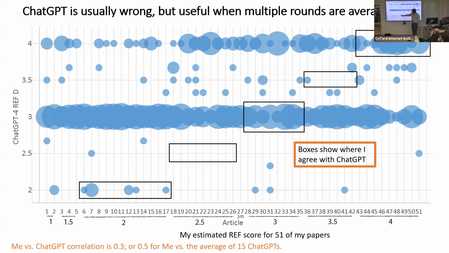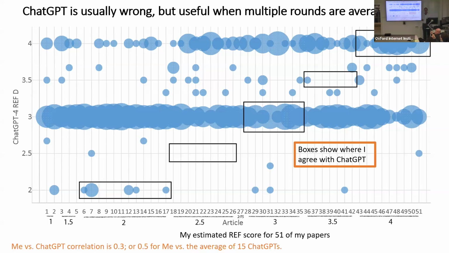So ChatGPT gave a range of different scores for an article. If you feed the article in more than once, you won't necessarily get the same score. You can get a different score. And on this graph, these rectangles show where ChatGPT gives the right score in the sense of the same score that I gave it. So it's nearly always wrong here. So it's right there and there, and there a little bit, but mostly it's wrong. Most of the time it gives the wrong score.